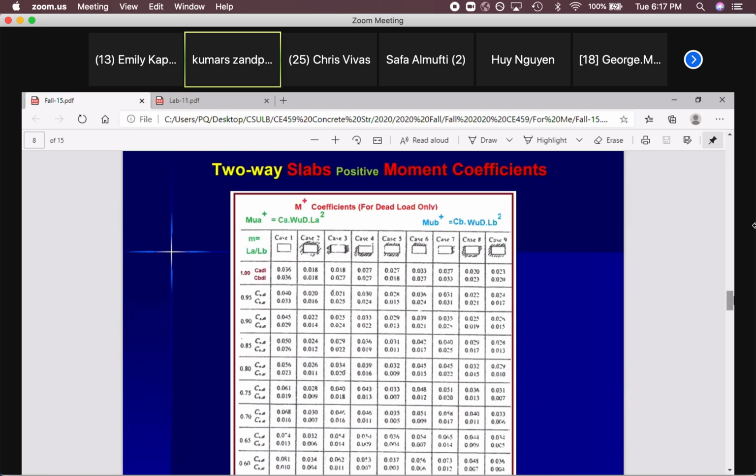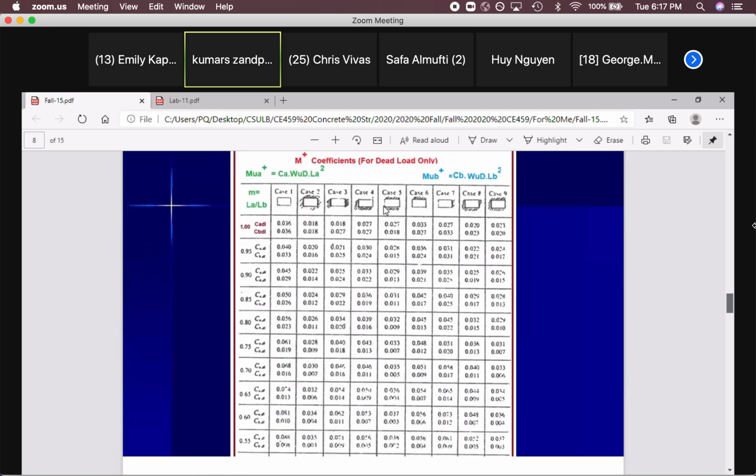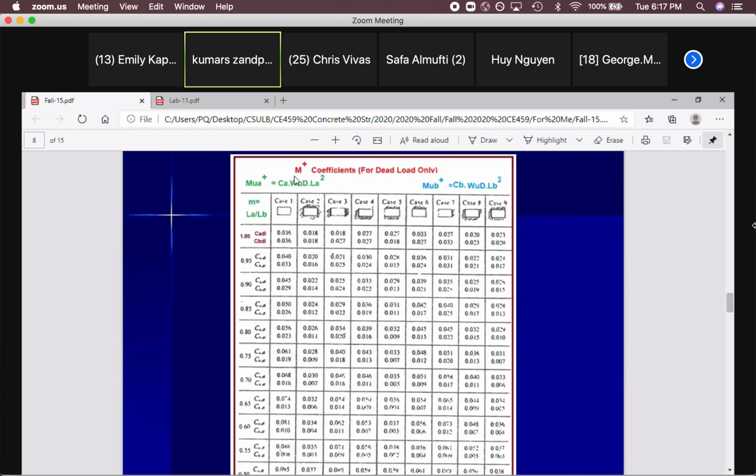That's good. Okay. So for moment, positive moment means at the center of the slabs. We have A direction and B direction. What does it mean? That's in the example, you can see that, but let me go through this. Long span, LB. Short span, LA.